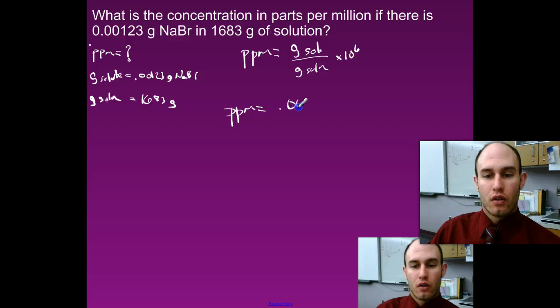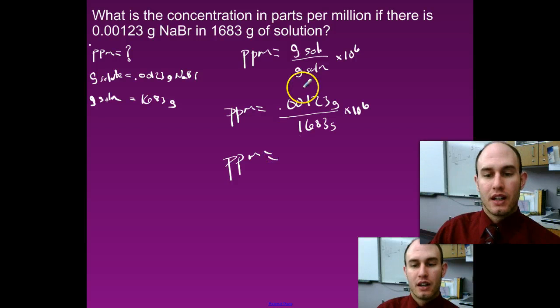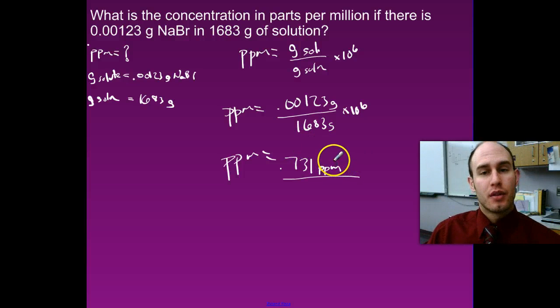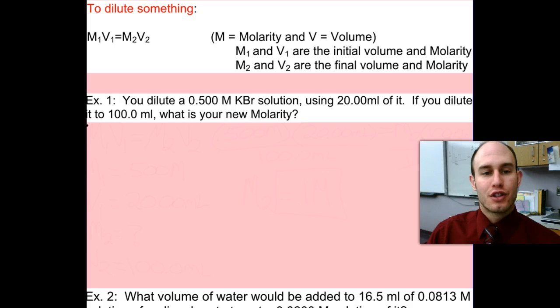The solute is 0.00123 grams, and the solution is 1,683 grams. And I'll multiply that by 10 to the 6th. So that we should end up with parts per million is going to be this divided by the denominator times 1 million. Calculating that out, we end up with 0.731 ppm, parts per million, would be the correct label for that example problem. And then the last thing that we're going to talk about here is our dilution problems.